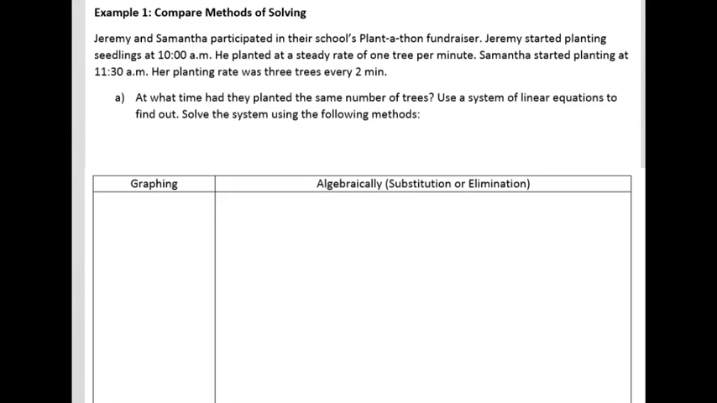Is she going faster or slower? Faster. She's going a little faster, that's like 1.5. At what time had they planted the same number of trees? Use the system of linear equations to figure this out.